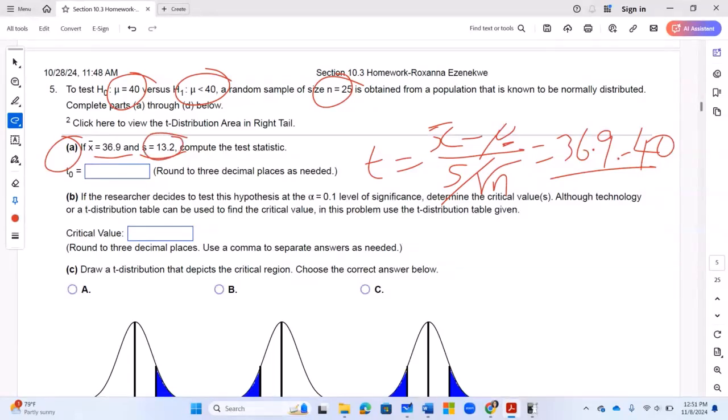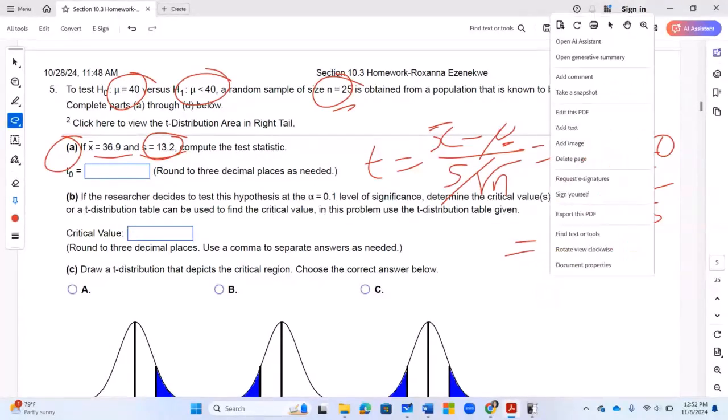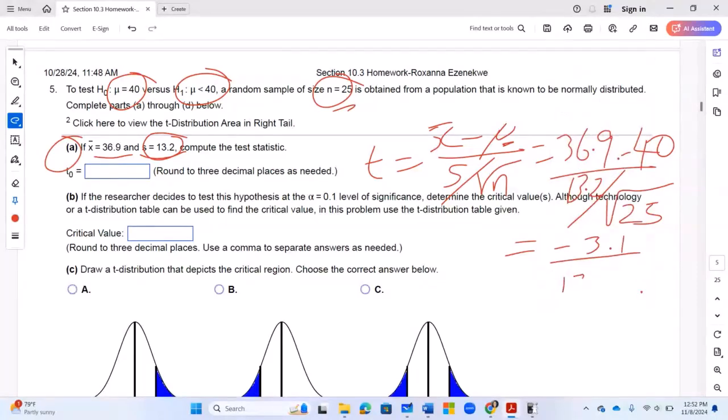So which standard deviation are we given? It is 13.2, divided by the square root of the sample size. What is the sample size given to us? 25. The square root of 25 is 5. And so we can go ahead and finish the calculation. 36.9 minus 40 is approximately negative 3.1, divided by 13.2 over 5 here.